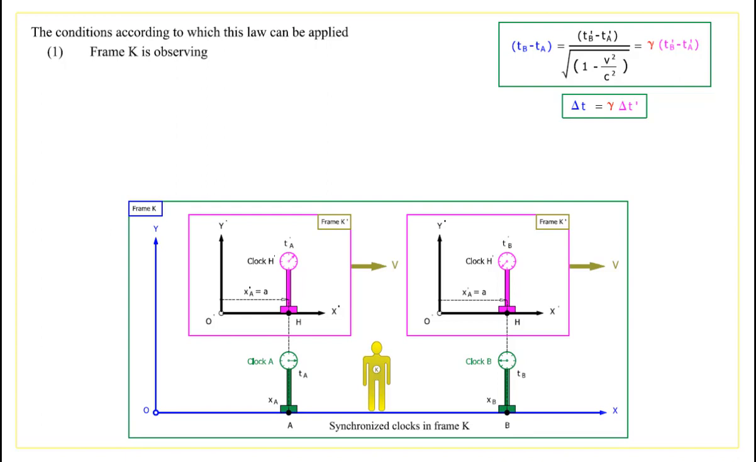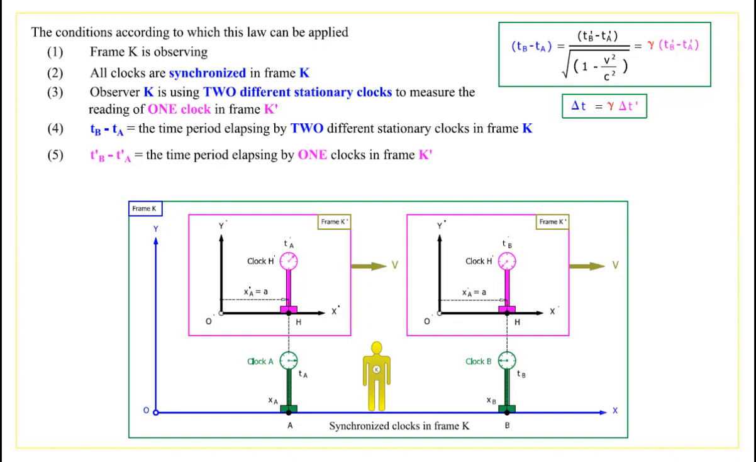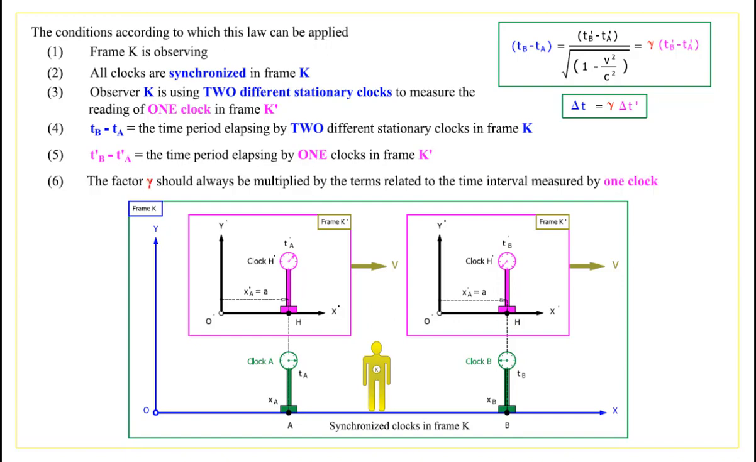Frame k is observing. 2. All clocks are synchronized in frame k. 3. Observer k is using two different stationary clocks to measure the reading of one clock in frame k'. 4. tb minus ta equals the time period elapsing by two different stationary clocks in frame k. 5. t'b minus t'A equals the time period elapsing by one clock in frame k'. 6. The factor gamma should always be multiplied by the terms related to the time interval measured by one clock.